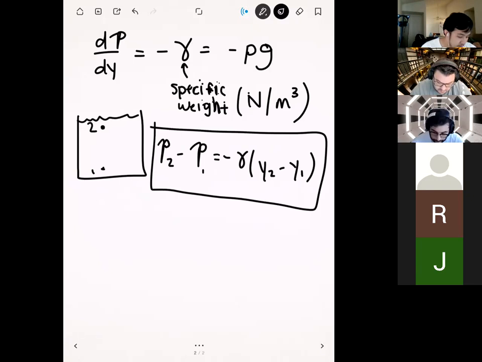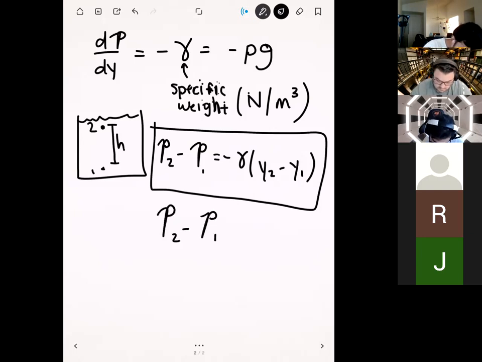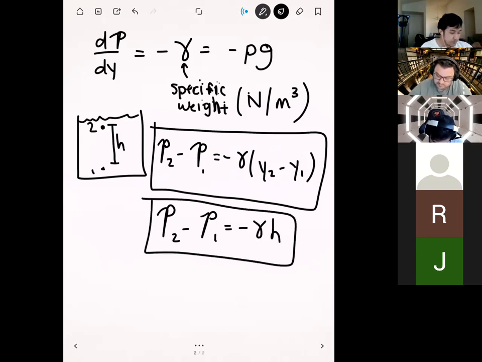So this formula here is a bit more useful. Another form of this equation, where if you know the actual height difference between the two, so the difference between point 2 and point 1 has some height difference h, is P2 minus P1 equals minus gamma times h. Okay, so these are all the same. Basically, if you want to find the difference in pressure between two points in a static fluid, you take their height difference and multiply it by the specific weight, with a minus sign.